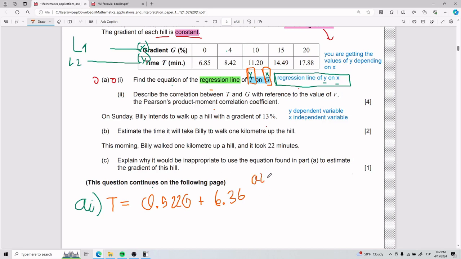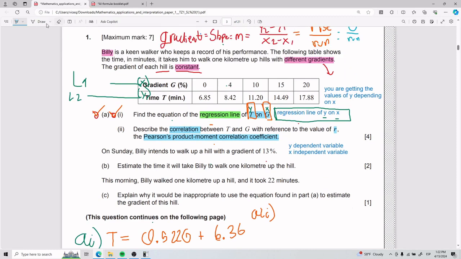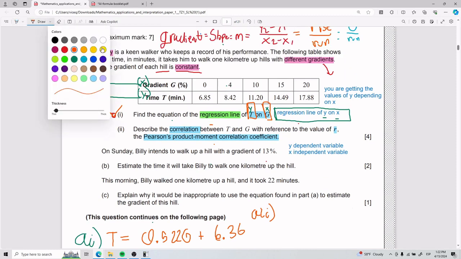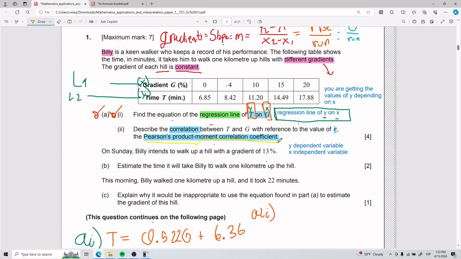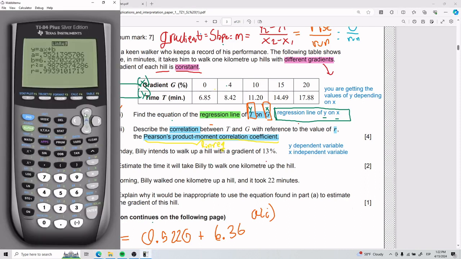That's part A, part A double I. We have to describe the correlation between T and G with reference to the value of R, the Pearson's product moment correlation coefficient. So this is probably the longest buzzword you're ever going to have to learn for any test. The moment you read this, you have to think line reg. Now that's something we already did, and as you noticed in our results, you have an R value. But if they ever don't tell you the regression line and they tell you about Pearson's product moment correlation coefficient, you got to go into line reg.